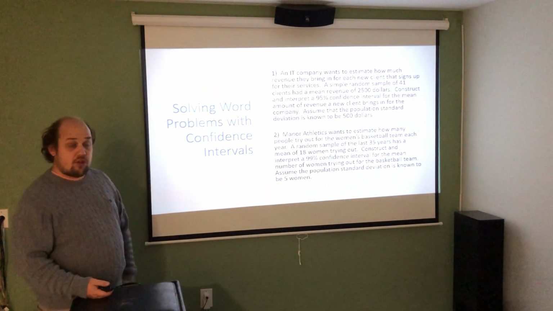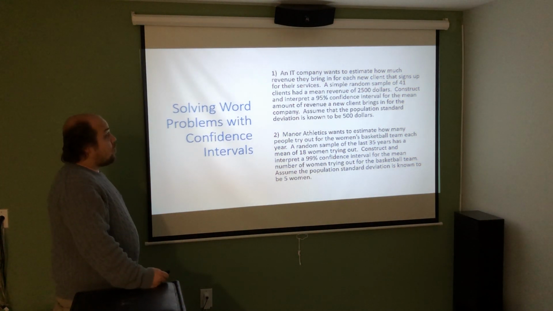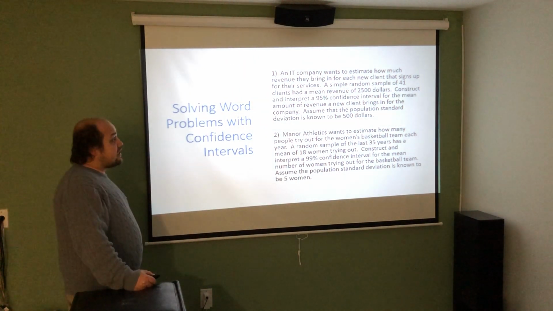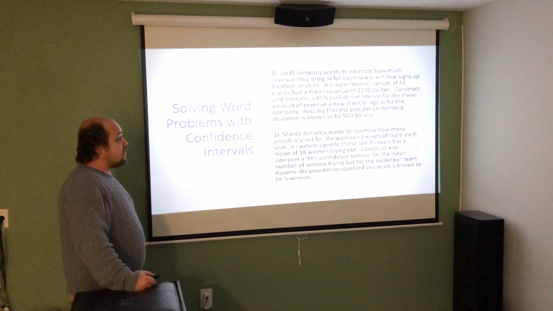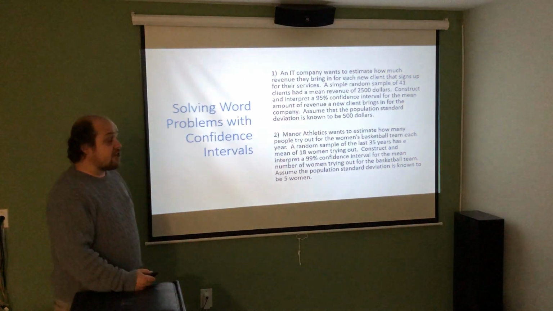This is the way they might look as word problems. So the first word problem says an IT company wants to estimate how much revenue they bring in for each new client that signs up for their services. A simple random sample of 41 clients had a mean revenue of $2,500. Construct and interpret a 95% confidence interval for the mean amount of revenue the new client brings into the company. Assume the population standard deviation is known to be $500.